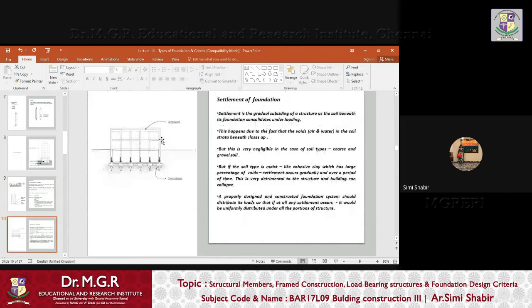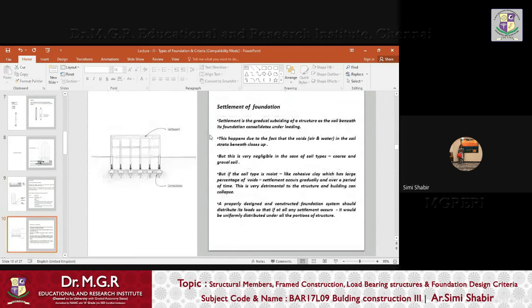Now there is a situation called settlement of foundation. Settlement is the gradual subsiding of a structure as the soil beneath its foundation consolidates under loading. And this happens generally when there are voids like air and water in the soil strata beneath, when that closes up.